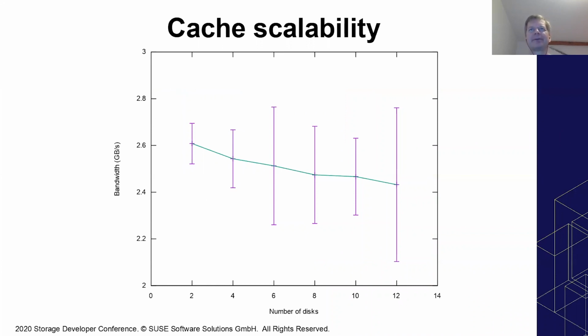Here's a short overview of the cache scalability. As I've already said in previous slides, the raw cache performance is going slightly down with the number of disks, and the fluctuation is getting up. And here's a graph detailing precisely this. So you see for the raw cache performance, the bandwidth is going down slightly from 2.6 gigabytes per second down to 2.4 gigabytes per second. And the error bars here increase, meaning that the fluctuation of the bandwidth is increasing too.